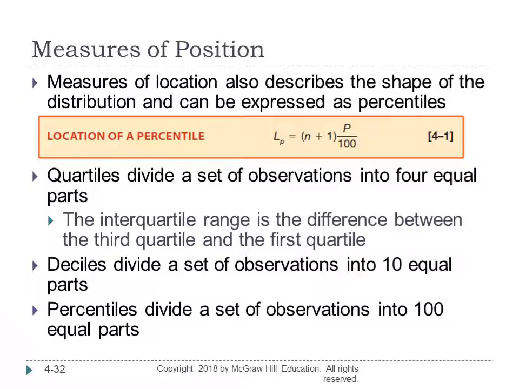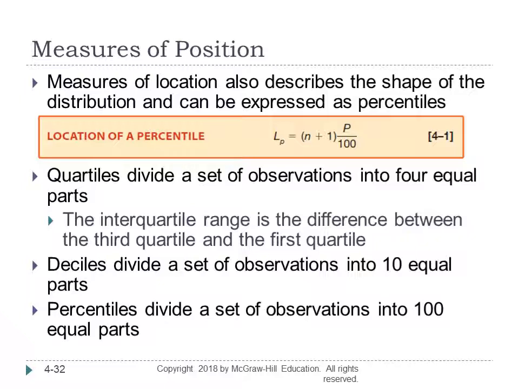Once you calculate the quartiles, if you think of the median as the second quartile, the quartiles will divide the set of observations into 4 equal parts. Each part is 25% of the data. The interquartile range is just the difference between the third and first quartile. Take Q3 minus Q1, that will give you the distance between the first and third quartile. This is called the interquartile range. So you can think of this as another measure of dispersion.